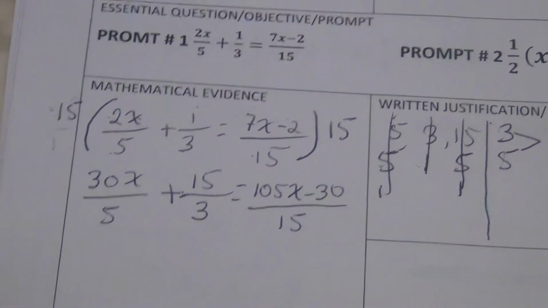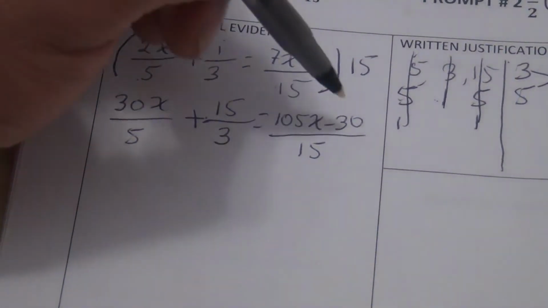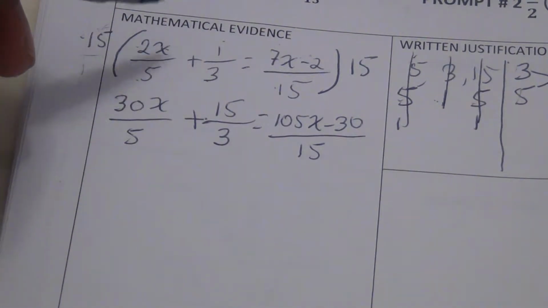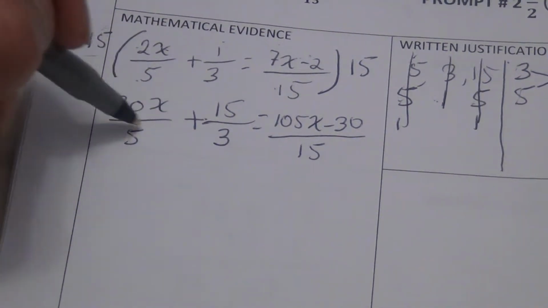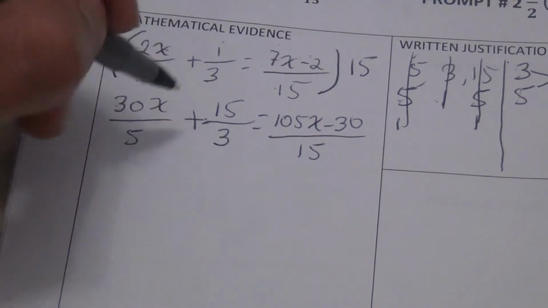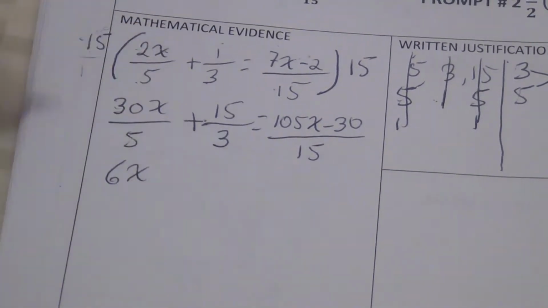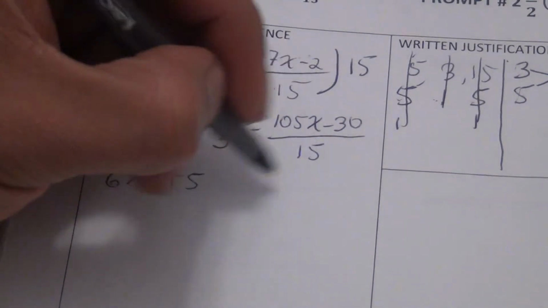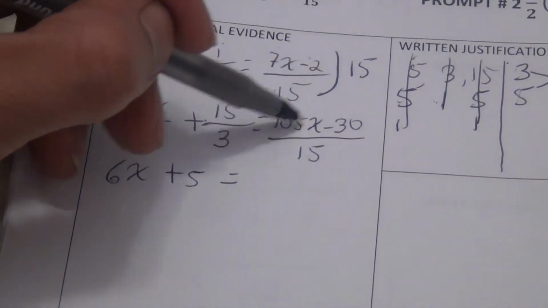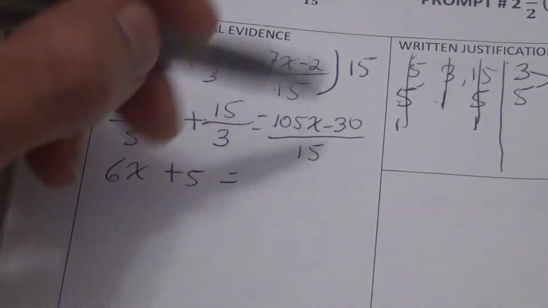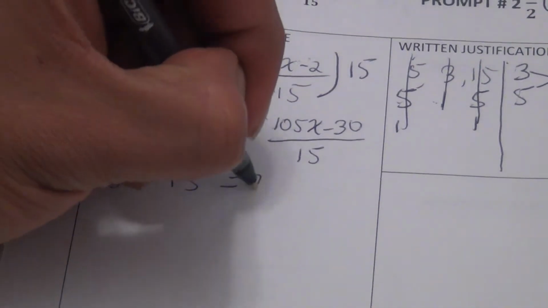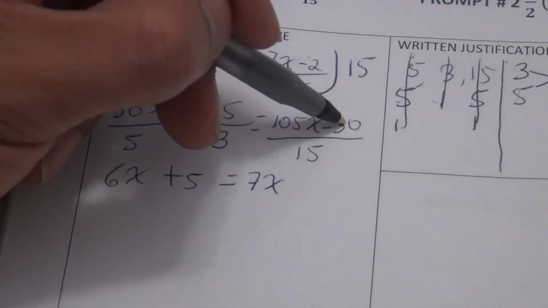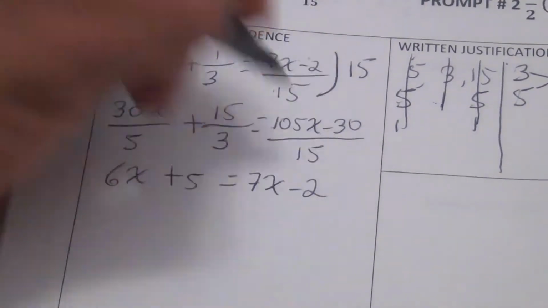Now this is one of the processes that you won't have to do in the future if you just follow my lead. So let's simplify this. 30 divided by 5 is 6x. Then 15 divided by 3 is 5. And then 105x minus 30 divided by 15: 105 divided by 15 is 7, so we have 7x. And then minus 30 divided by 15 is negative 2.